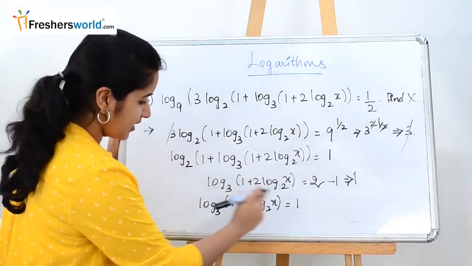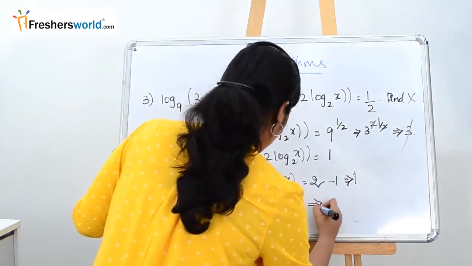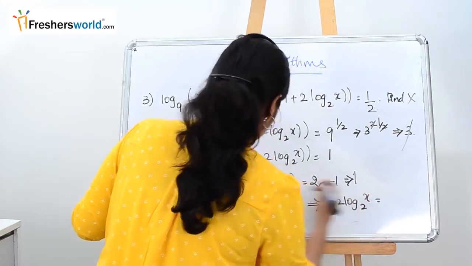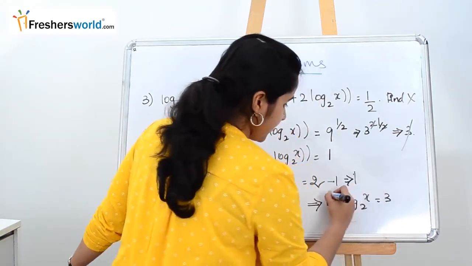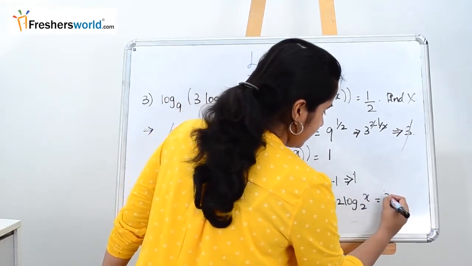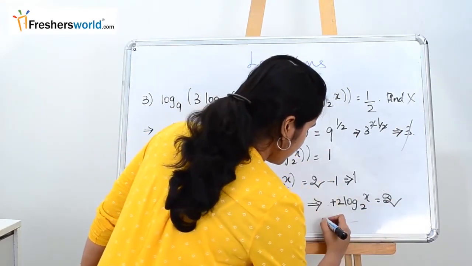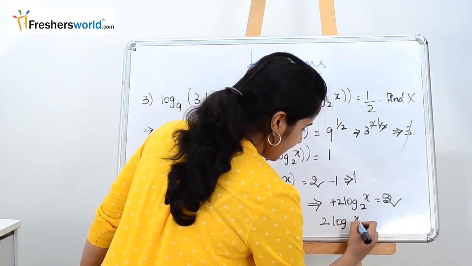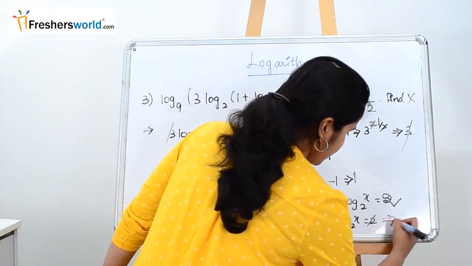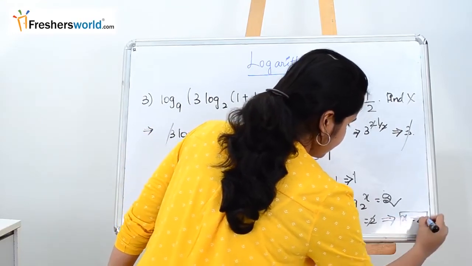Doing the same thing, we are removing the log here. So the equation becomes 1 plus 2 log x to the base 2 is equal to 3. Take the 1 over there, it becomes 3 minus 1, 2. So what is it going to become? 2 log x to the base 2 equal to 2. So 2 gets cancelled. So you know that x is equal to 2.